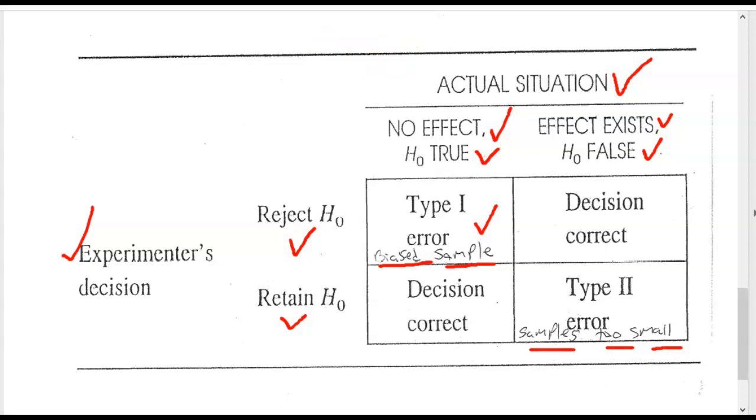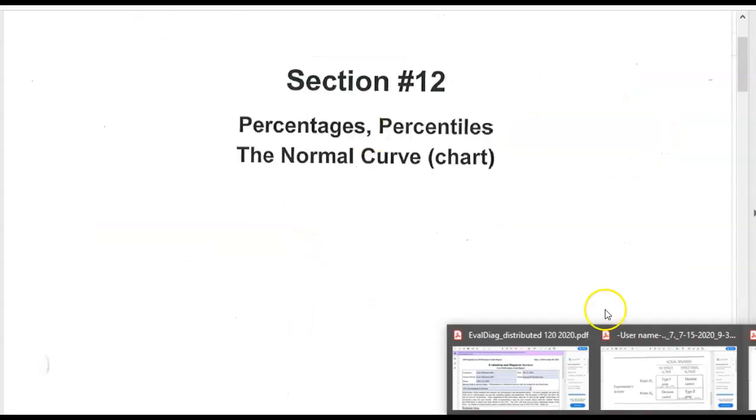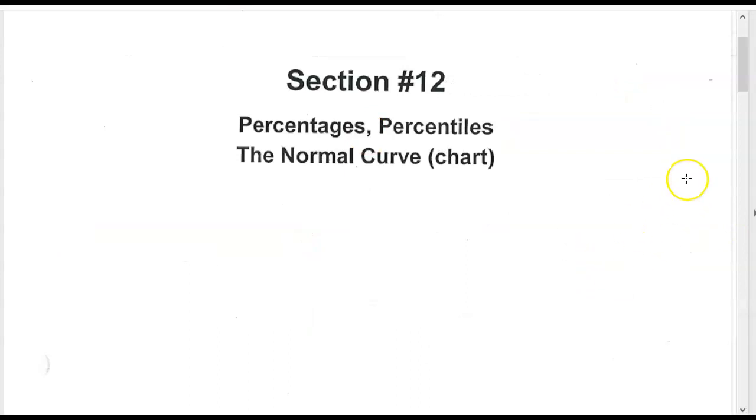Moving right along, we are now going to go to a different section of the reading packet, and that would be section 12. So, give me a minute. There we go. Section 12, percentages, percentiles, and the normal curve.